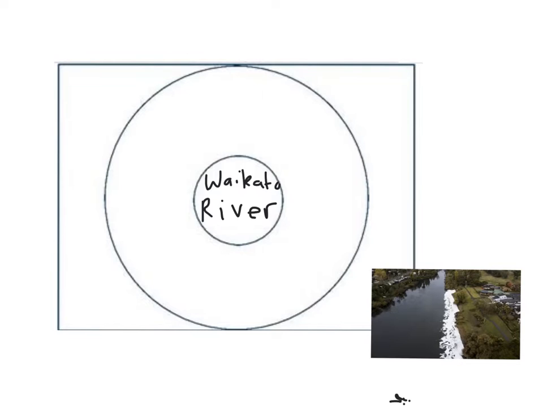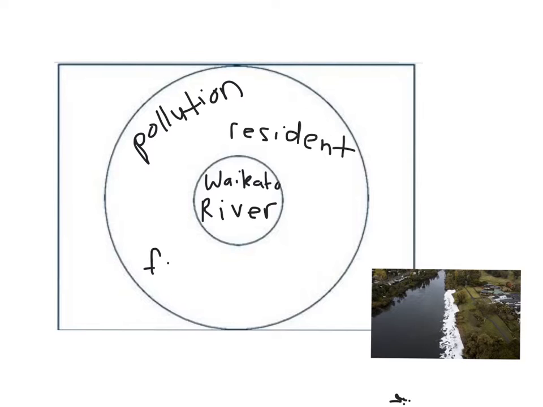The first word I'm going to write is pollution. The next word I'm going to write is resident. That's a person who lives in an area. Now I'm going to write foamy discharge. That's how they described the stuff that was in the river. Foamy discharge.